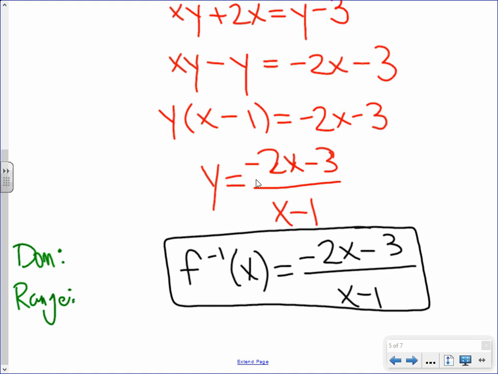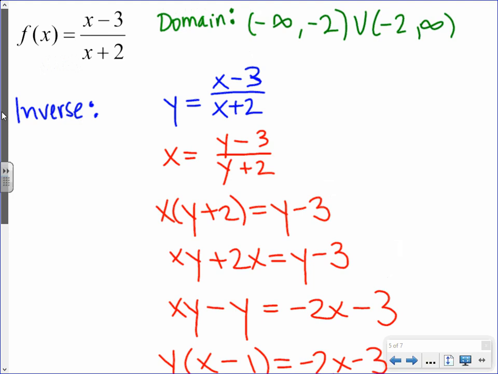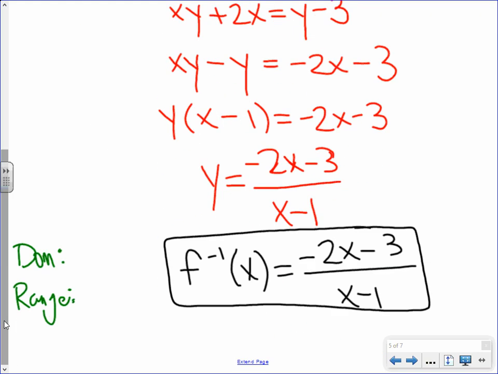Okay, so now we need to talk about the domain and range of the inverse, and we need to come back to the range of the original function. Now, anytime you have a rational function, its inverse is also going to be rational. So your answers won't look the same, but they're going to have similar features. Turn to your neighbor and decide on the domain of the inverse.